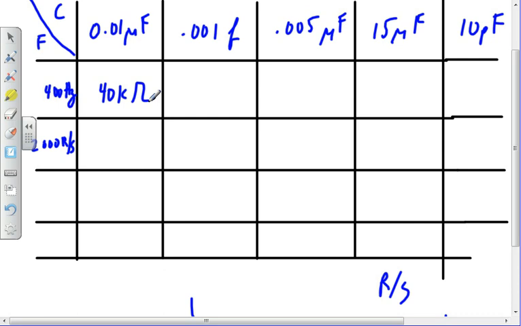All right, I'm going to do it again. 1 divided by 2 times pi times 400 times 0.001. Okay, we'll call it 400 milliohms.